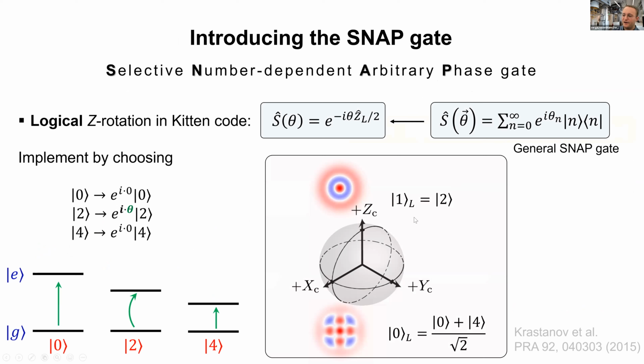So remember that our logical 1 is a 2-photon Fock state, and the logical 0 is 0 plus 4. So if we apply a 0 phase for the 0 and 4 Fock state components, but we apply an arbitrary phase theta to the logical 1, to the 2-photon Fock state component, then this will perform a logical Z rotation around the Bloch sphere.